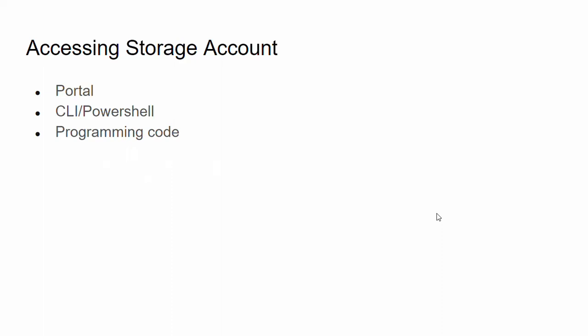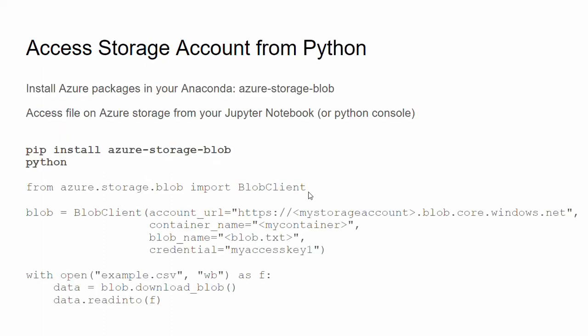But the most intriguing is the programming code. This is the most relevant to us because as data engineers, we will constantly read, write, and process files, reading the data inside the file into our machine learning framework. That's what we do day in and day out. So here is one example of how to access that. You will need to install the Azure package, storage blob, right? This is what you use to access the blob. And you want to access it from your Jupyter notebook or Python console utilizing four things.